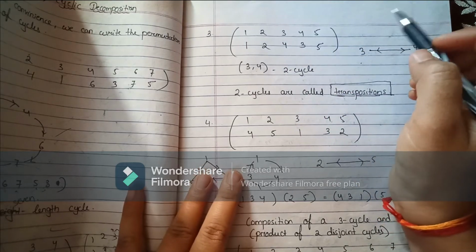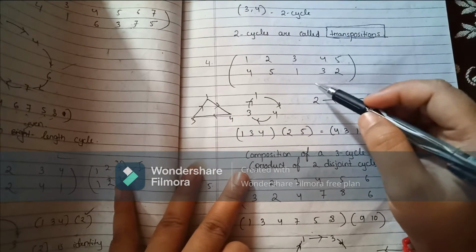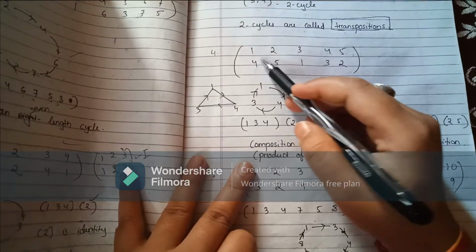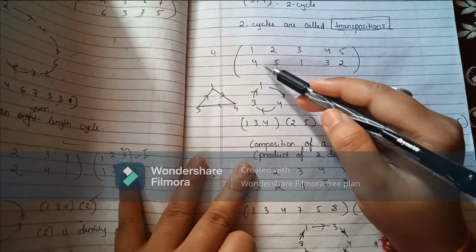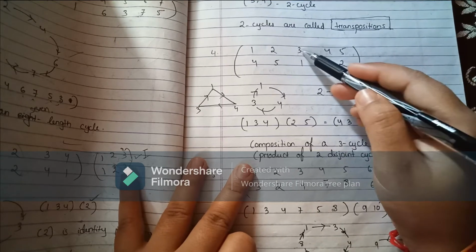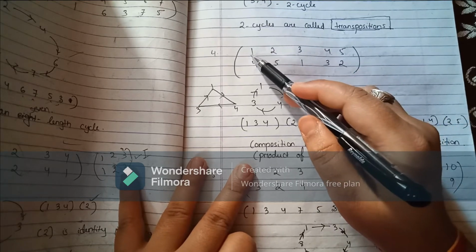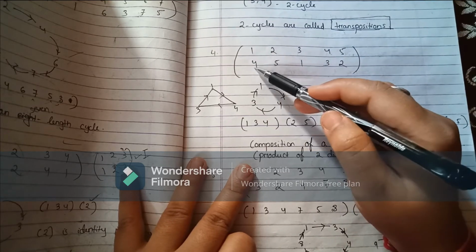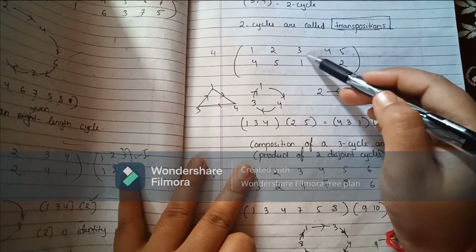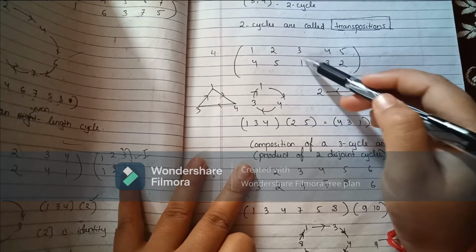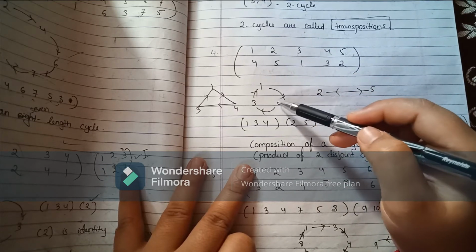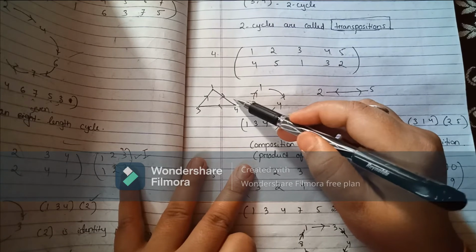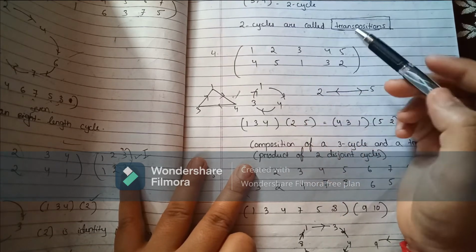So this is a 2 cycle, and this 2 cycle is called transposition. Now in this example, look, 1 maps to 4 and 4 maps to 3 and 3 maps to 1. That means we started from 1 and we ended at 1. That means this forms a cycle. So 1 to 4, 4 to 3 and 3 to 1. We can represent that using a triangle also.